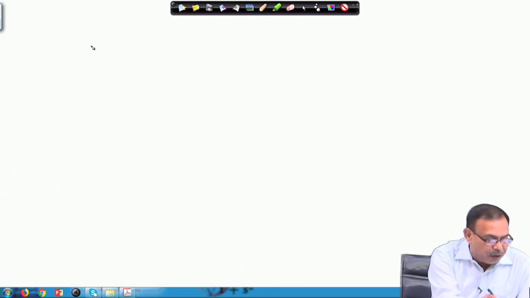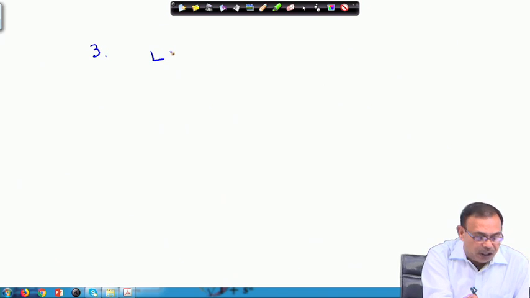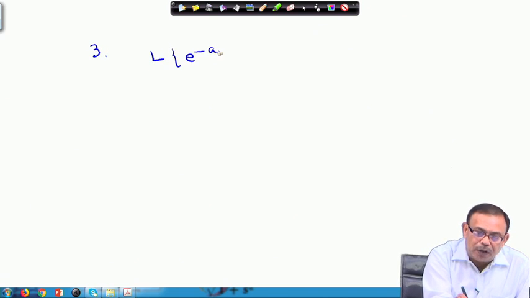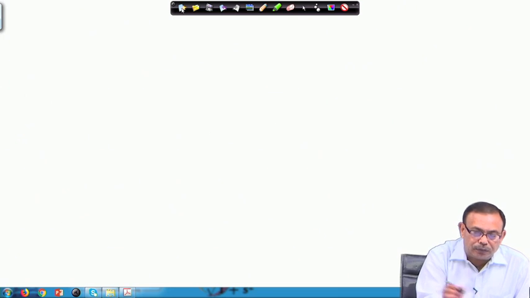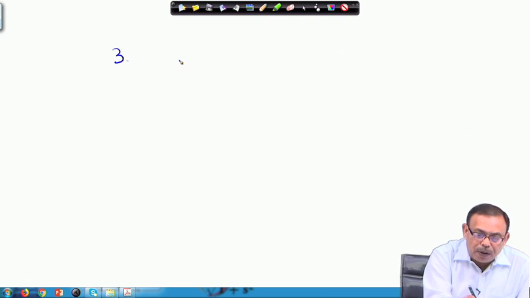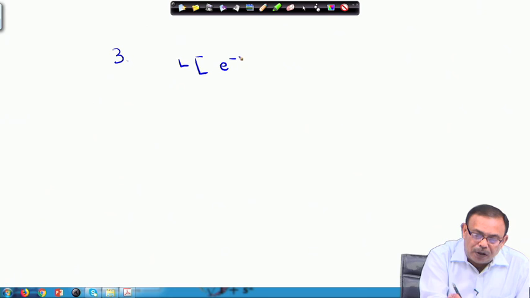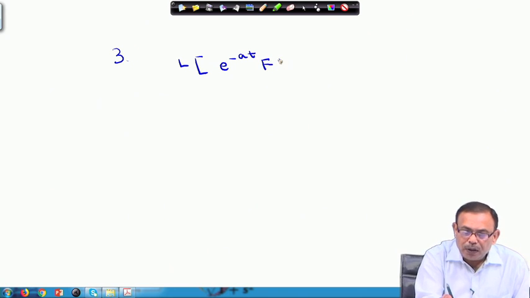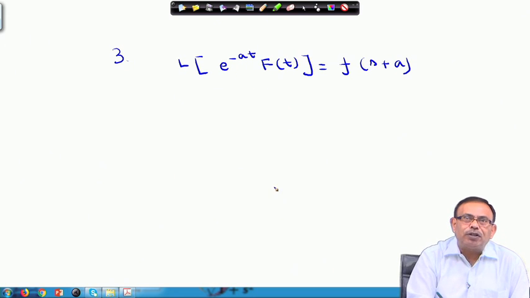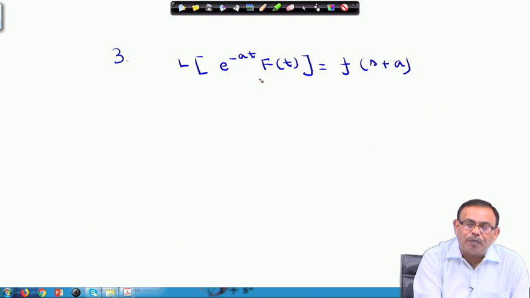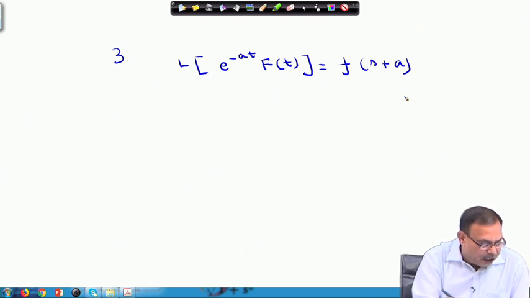Let us go to number 3, that is Laplace transform of e power minus at into f(t). Just let me rewrite, Laplace transform of e power minus at into f(t) is equal to F(s plus a). If Laplace transform of f(t) is F(s), we know that Laplace transform of e power minus at into f(t) is F(s plus a).